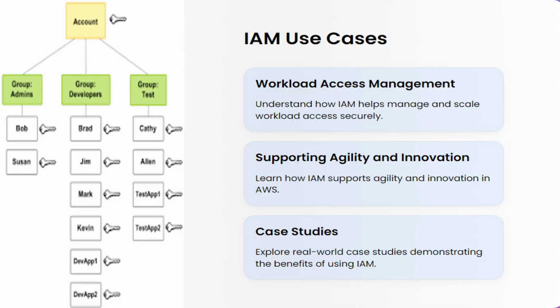Here are the use cases. IAM can be applied in various use cases such as controlling access to EC2 instances, managing permissions for S3 buckets, providing temporary access to contractors or third-party applications, and integrating with AWS Lambda for serverless access control.